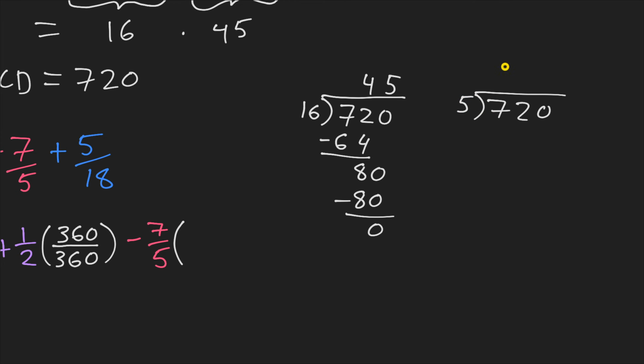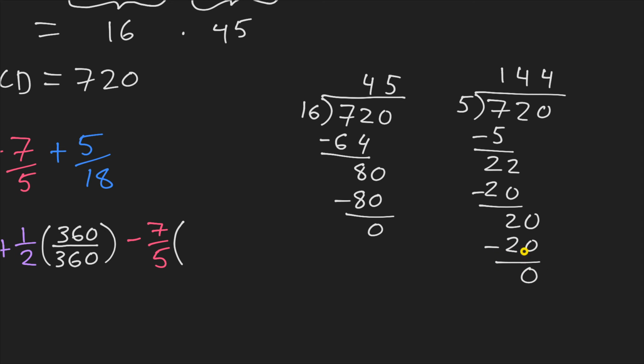So 5 goes into 7 one time. 1 times 5 is equal to 5. Subtract, drop down the 2. How many 5s can you fit in 22? Well, you can fit 4. 4 times 5 is equal to 20. Subtract, drop down the 0. How many 5s can you fit into 20? 4 times 5 is equal to 20. Subtract 0. So you can fit 144 5s in 720.